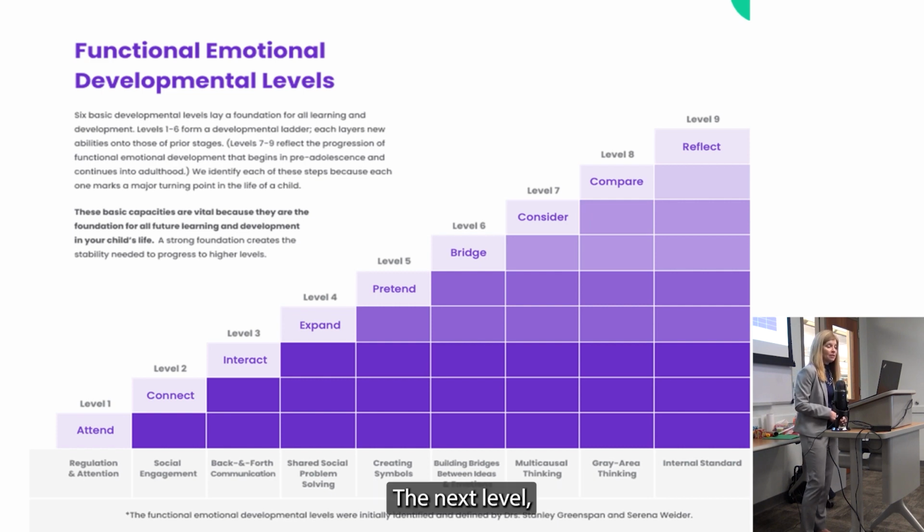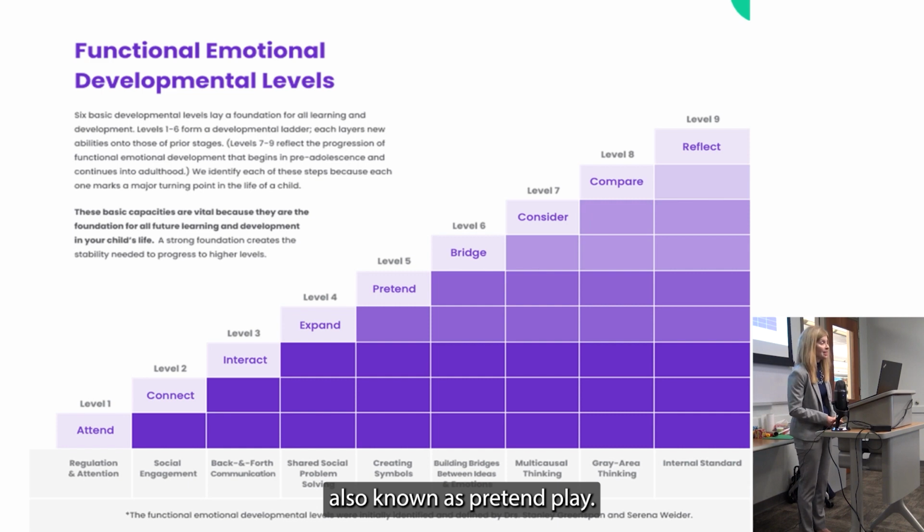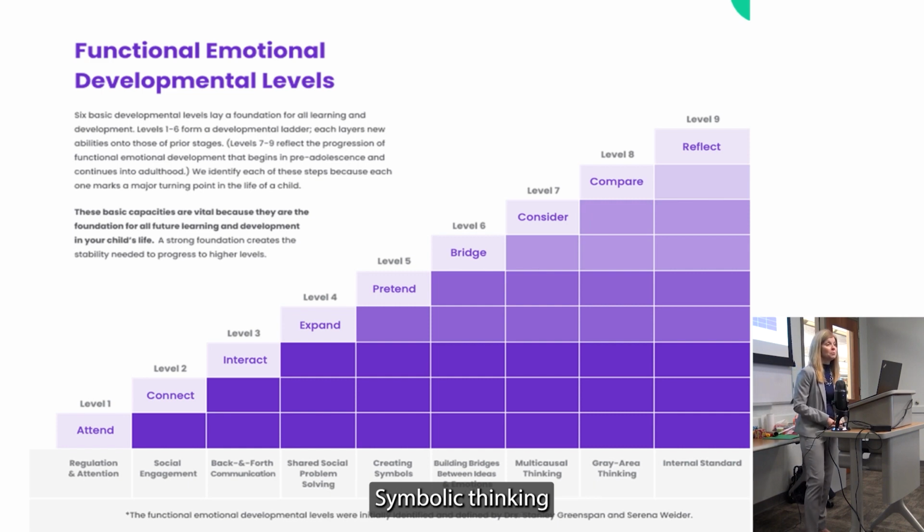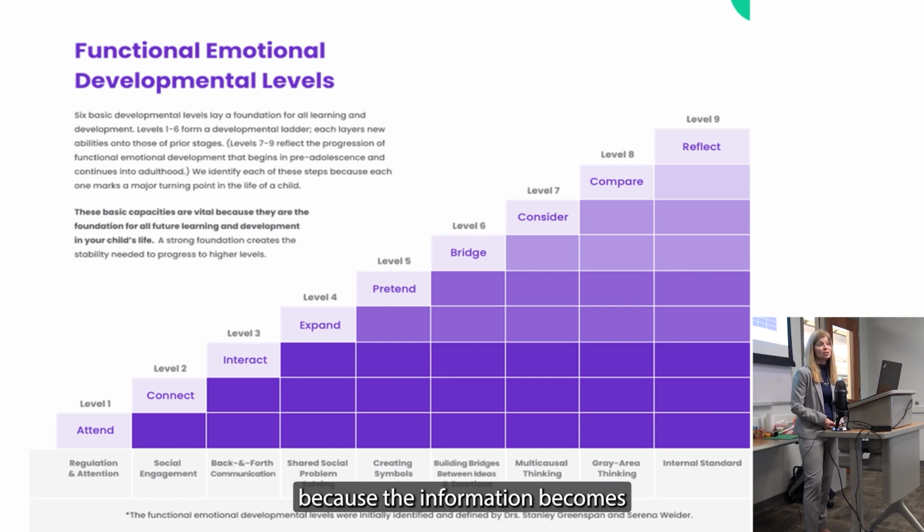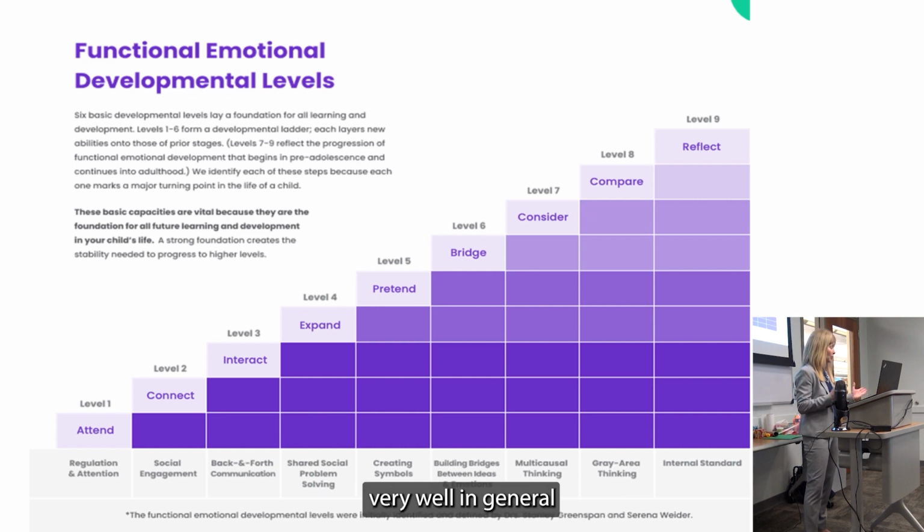The next level, level 5, is the ability to create symbols, also known as pretend play, and this is really important. Symbolic thinking really sets the stage for higher level learning. It's really hard to learn once you get past kindergarten because the information becomes more abstract. And that's why some children do very well in general ed preschool programs, and then even into kindergarten.